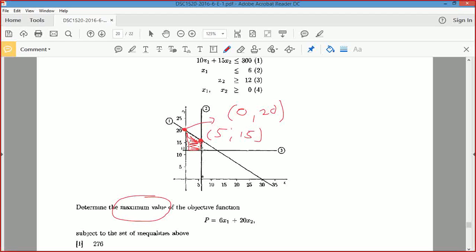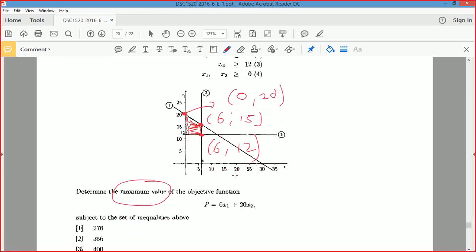And then another point over here, 12 and 6. I think it's 6. Yeah, 6, not 12. It's 6 there and 6 there. So 6 and 12. Alright, so what are we doing? We're working out the maximum.